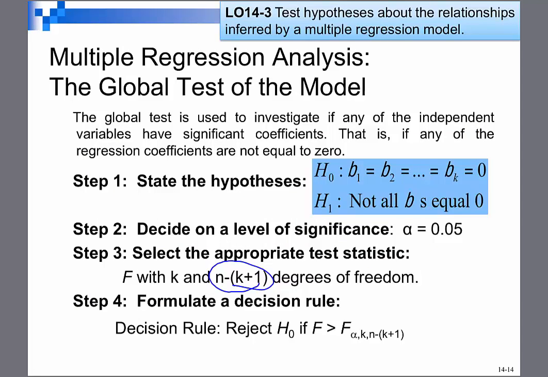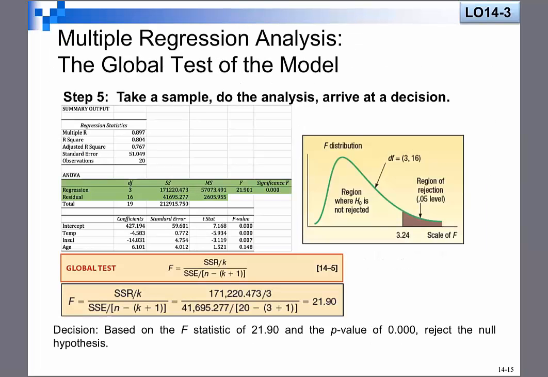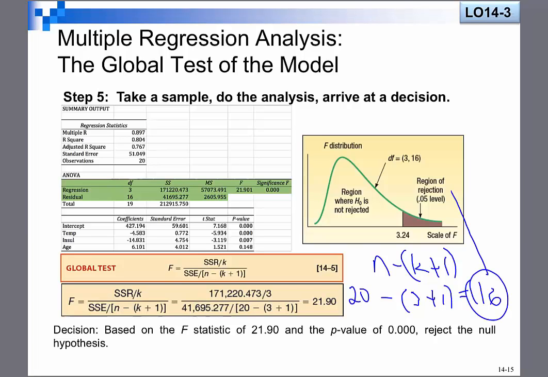I can eyeball it, and I can see what my n is. I can see what my k is. What's n in this case? How many n do we have? Isn't that the number of observations that we have, which is 20? So let's hold on to that 20. What is my k? Your temperature, insulation, and age would be your 3 different treatments. And if that's 3, then this must be 20 minus 4. And if it's 20 minus 4, that's 16. That's where we're getting the 16. So that 16 is my denominator.